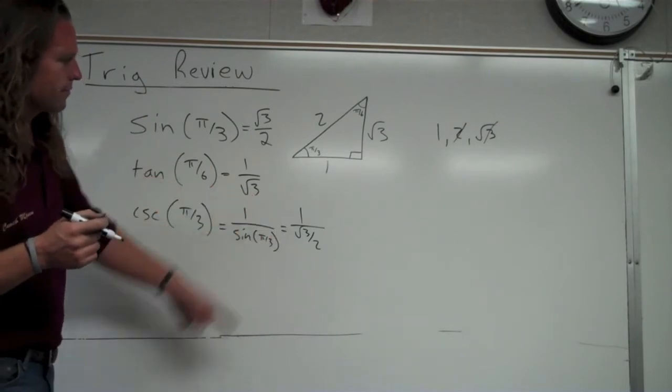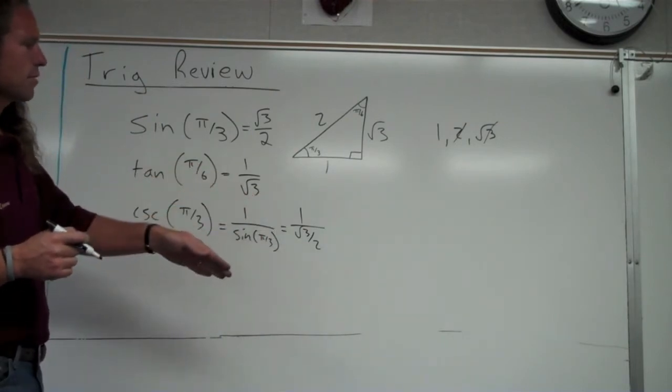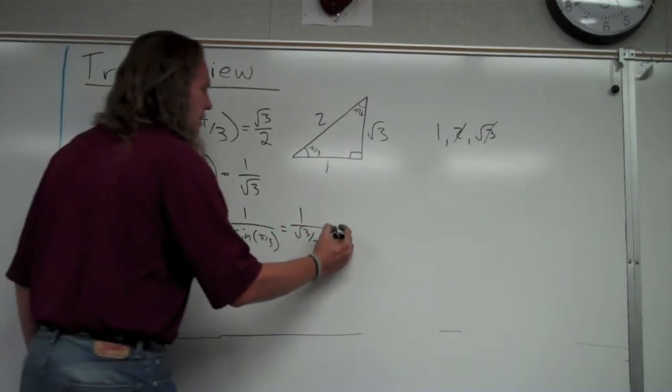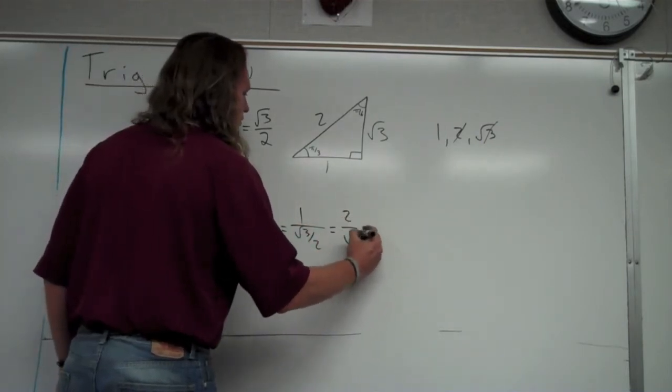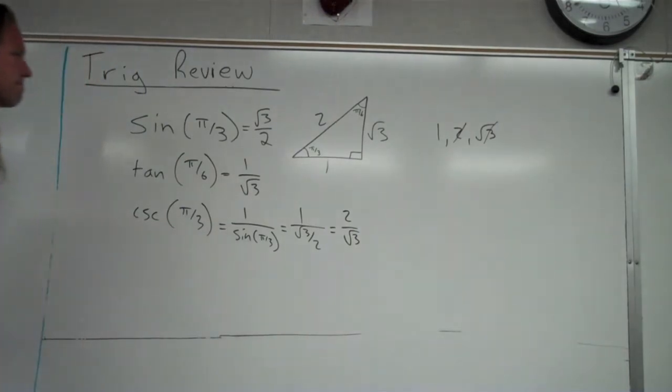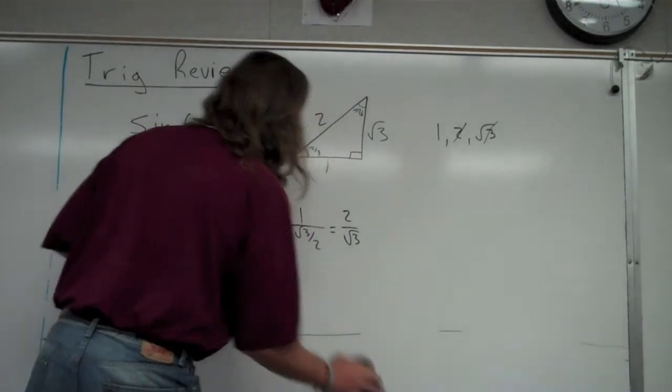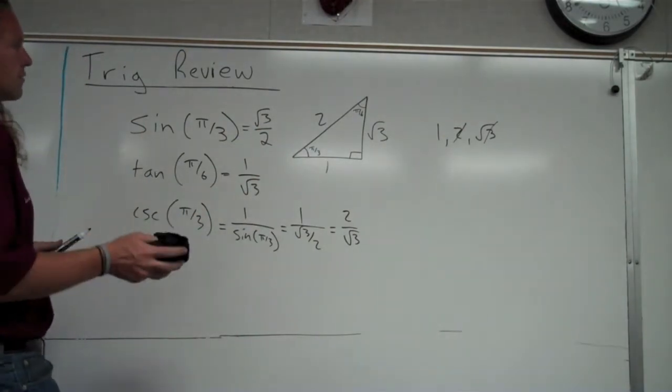So then you could just simplify that. If you divide 1 divided by square root of 3 over 2, that's the same thing as doing 1 times 2 over square root of 3. So that just simplifies to 2 over square root of 3. Okay. So very, very important to know how to come up with that triangle and how to deal with any of these angles dealing with pi over 3 or pi over 6.